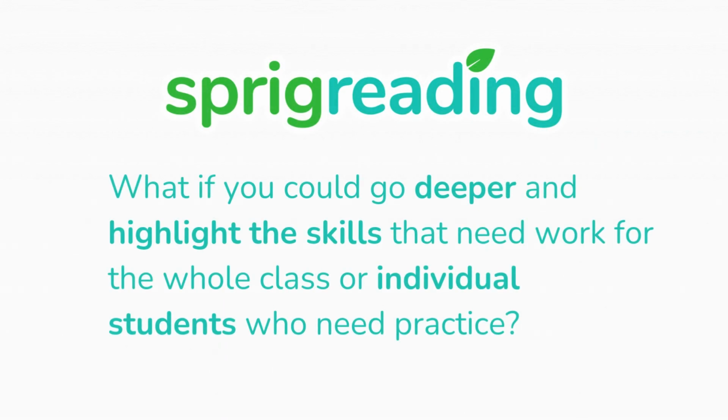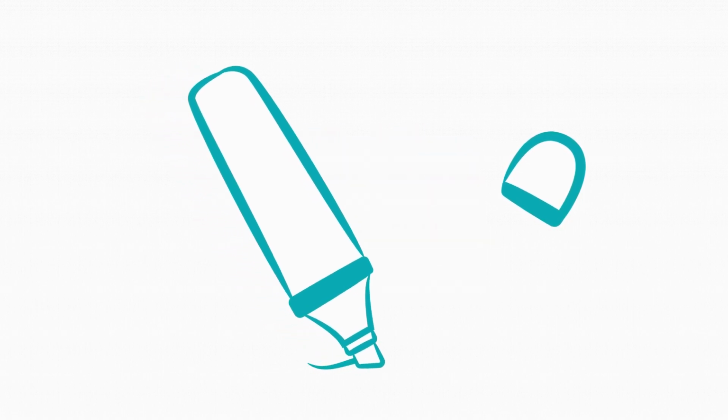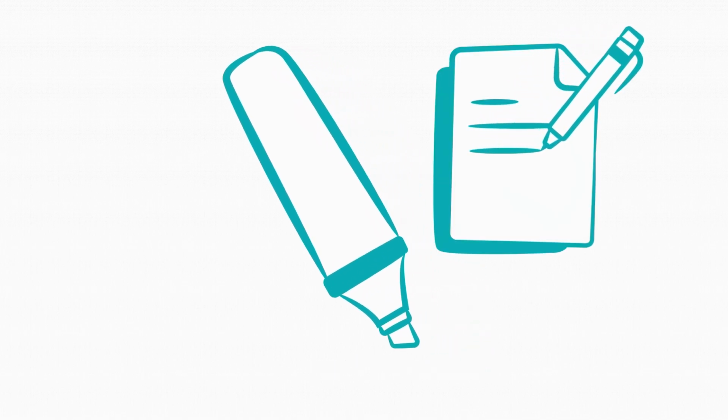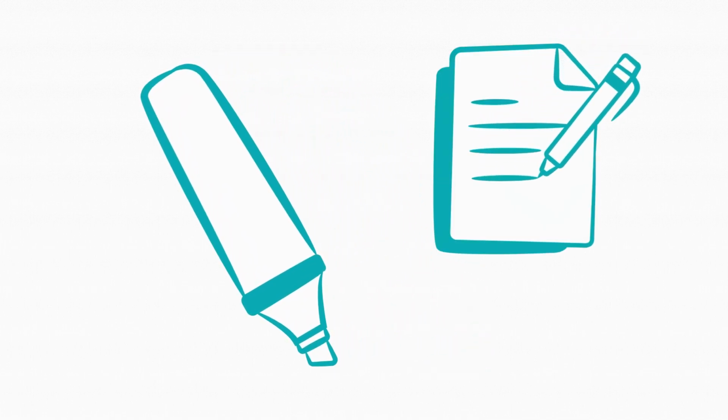So what if we could go deeper and highlight the skills that need work for the whole class or individual students who need practice? We would sit down at the end of the week as we're trying to plan for our next week, and we would take our highlighters out and we would highlight the paper charts. We would write little notes all over them. The problem with that is then you can't go back.